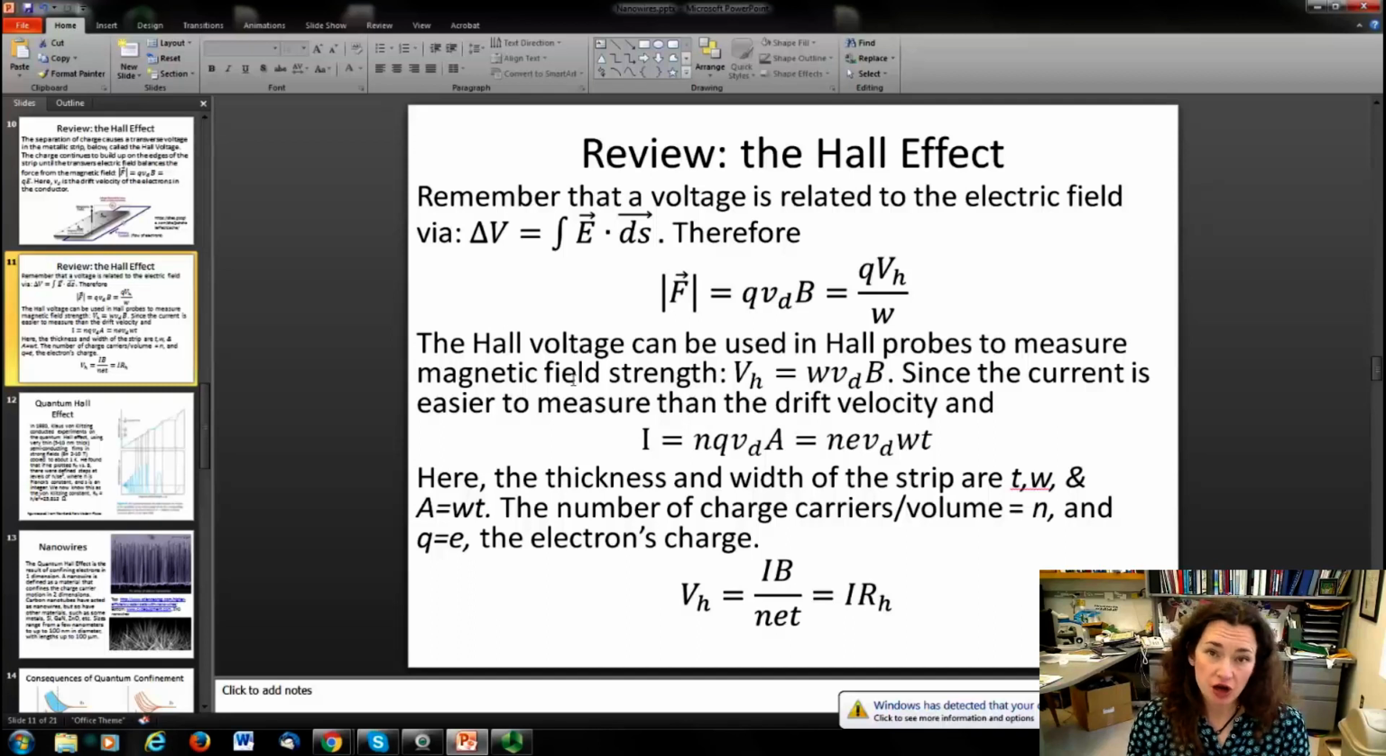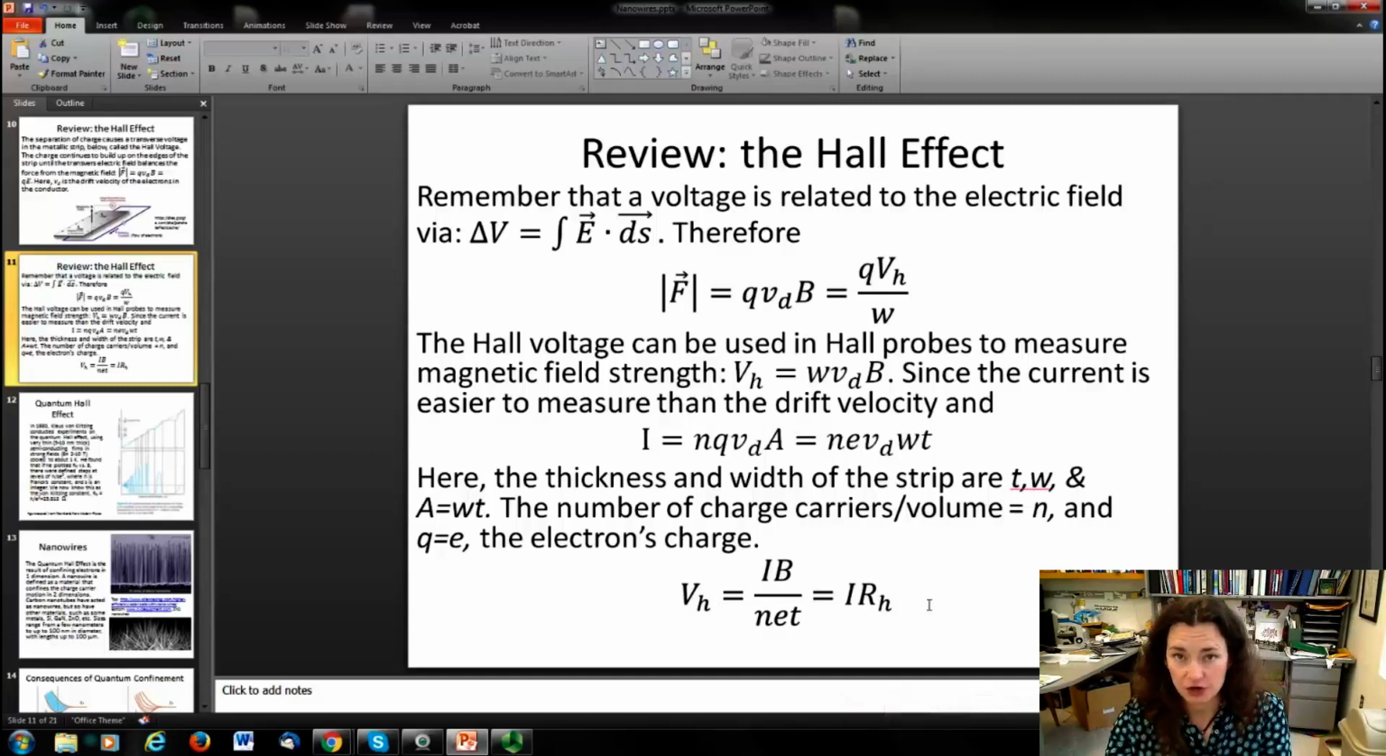All right, so you can also rewrite this expression for the Hall voltage in terms of something called a Hall resistance, which would be the current that you would measure times the resistance, using that sort of consequence of Ohm's law, V is equal to IR. So in that case, you'd have the Hall voltage is equal to the current times the Hall resistance, like so. Okay, so that's our review.